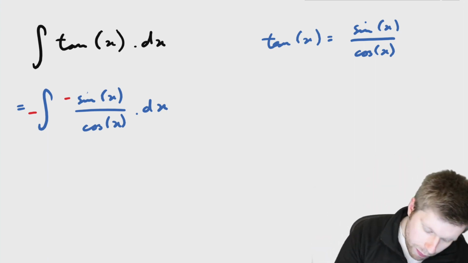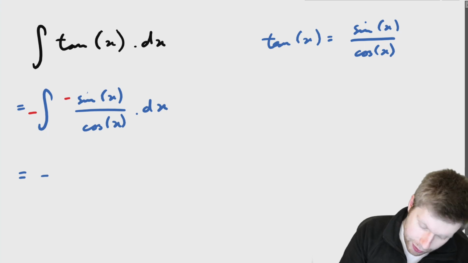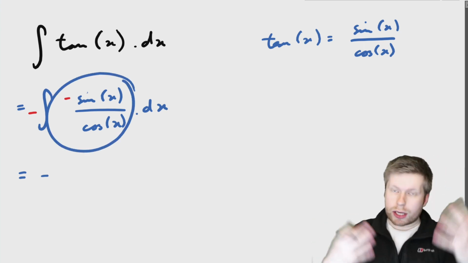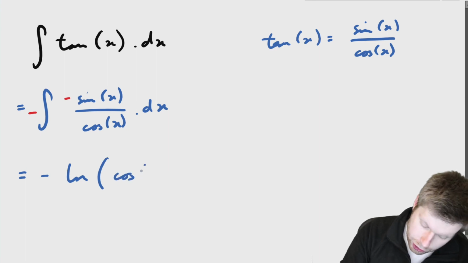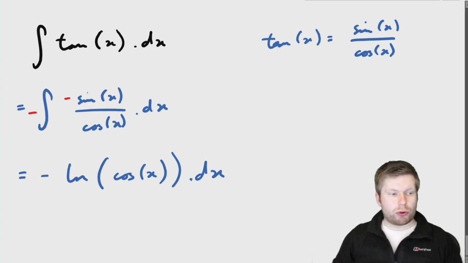Okay? So now I'm in a position to say, well, okay, this is now the situation that I was looking at before. So it should just be the natural log of the denominator function, so the natural log of cosine of x, with the negative out the front. So that's the integral of tan of x.